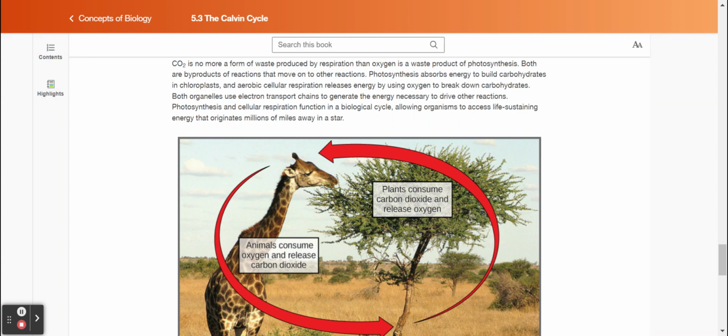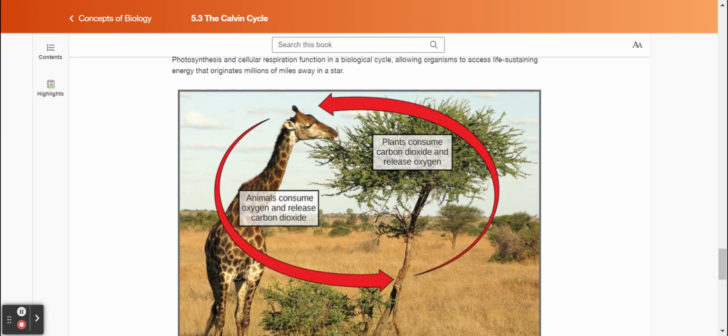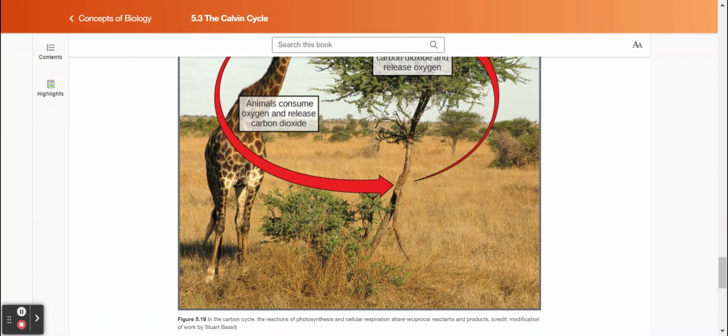Photosynthesis absorbs energy to build carbohydrates in chloroplasts, and aerobic cellular respiration releases energy by using oxygen to break down carbohydrates. Both organelles use electron transport chains to generate the energy necessary to drive other reactions. Photosynthesis and cellular respiration function in a biological cycle, allowing organisms to access life-sustaining energy that originates millions of miles away in a star. Figure 5.18. In the carbon cycle, the reactions of photosynthesis and cellular respiration share reciprocal reactants and products.